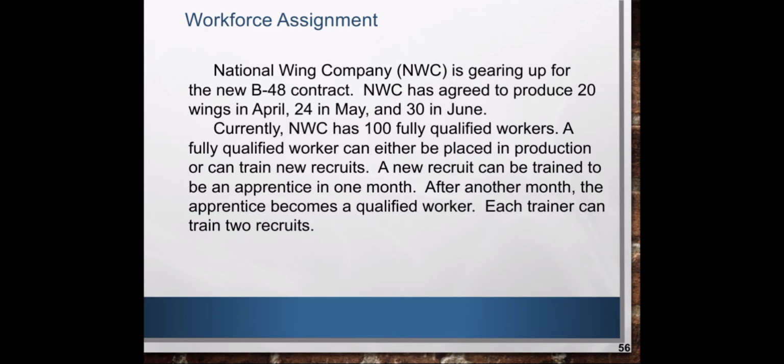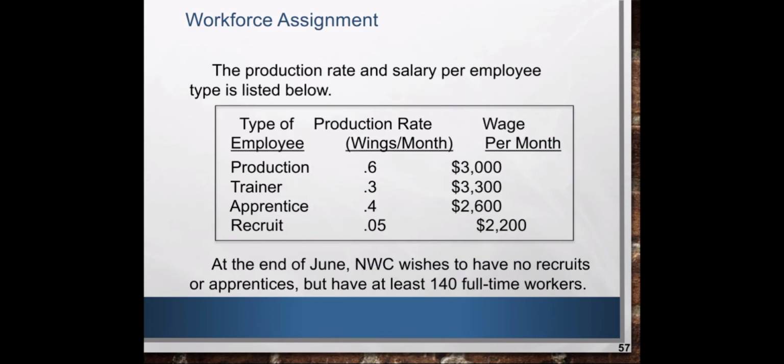A new recruit can be trained to be an apprentice in 1 month. After another month, the apprentice becomes a qualified worker. Each trainer can train 2 recruits. The production rate and salary per employee type is listed below. So the types of employees are production, trainer, apprentice, and recruit.